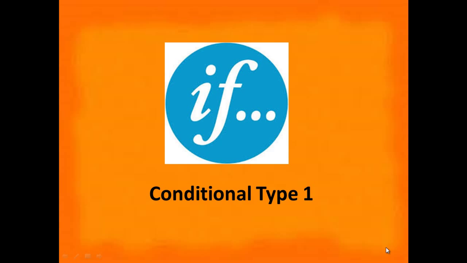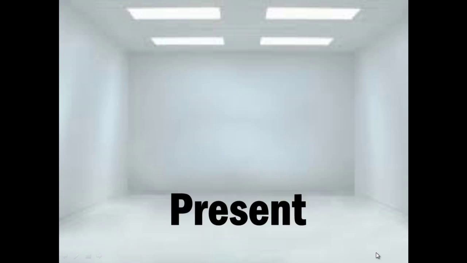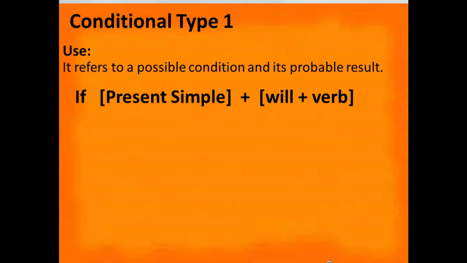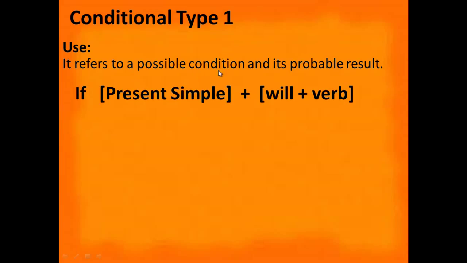Okay. Here this type refers to a possible condition and its probable result. Okay. Possible condition, probable result. Here we use if. We use after if 2 sentences. The first sentence is in the present simple tense. The next one is in future simple. Future simple: will plus verb.